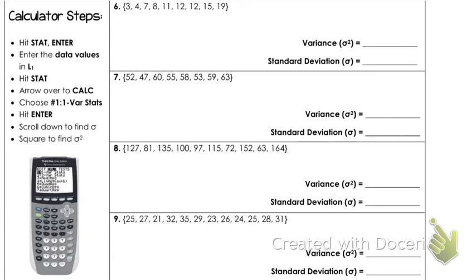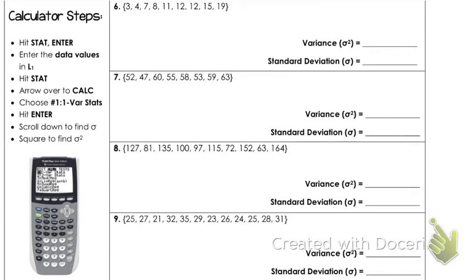1 variable, meaning we're dealing with only 1 variable. Do you see a scenario where we're talking about both time and money? No, we're just talking about 1 variable here. So we're just going to go with the 1-var. 1 variable, hit enter. Then your screen goes blank, doesn't it? Now, do you notice at the very bottom of your screen, does it say stat now? That means we're in stat mode. We turned our calculator into a statistics calculator, okay?